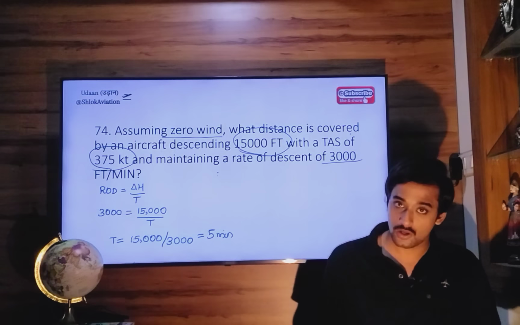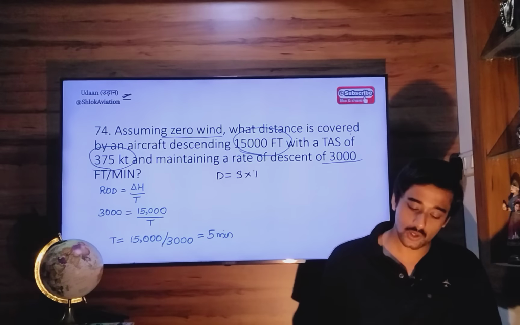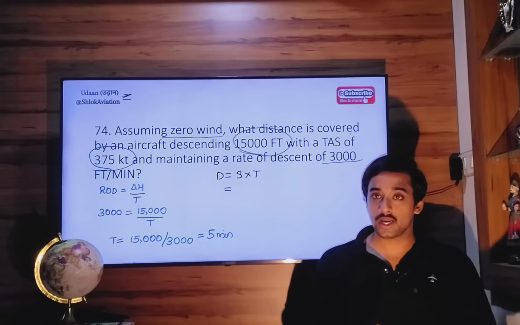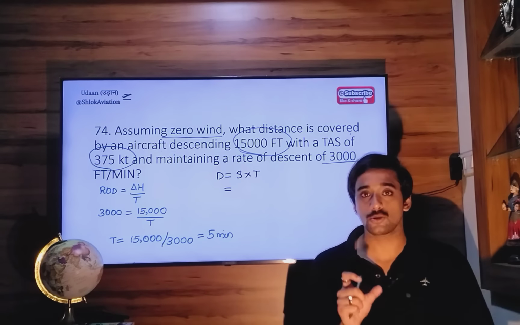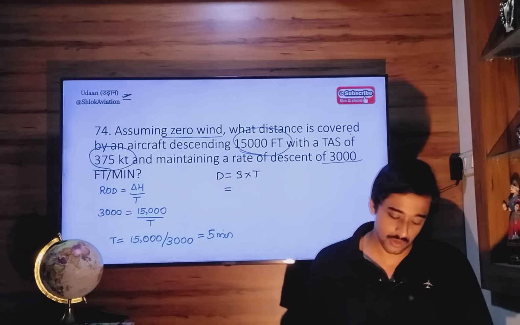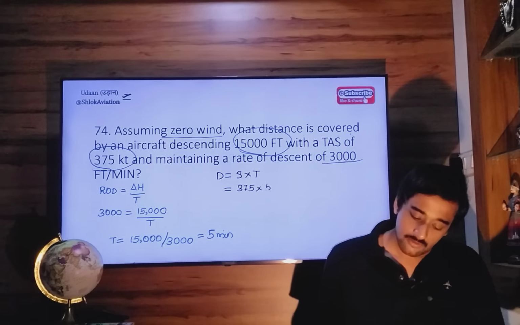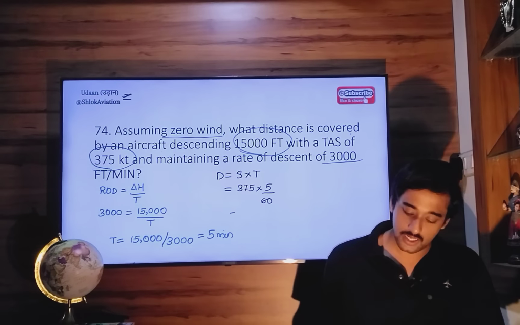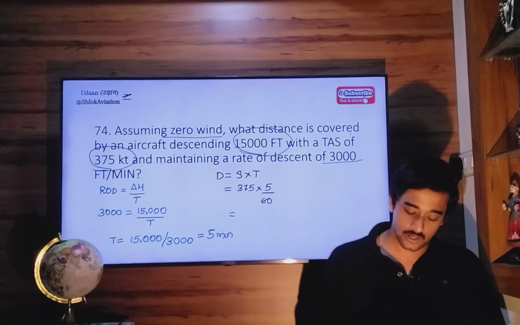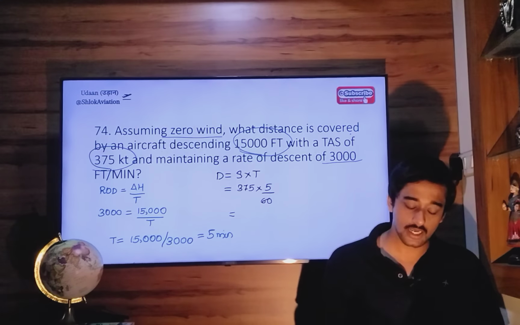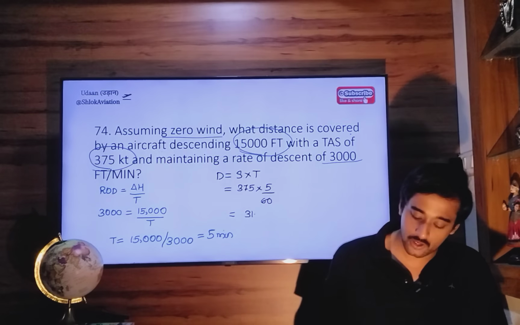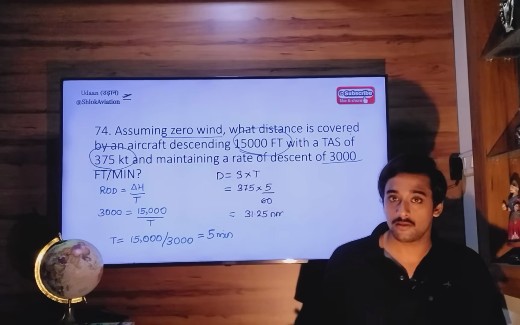Distance equals speed into time. Now since it's zero wind, calm wind conditions, the true speed of your aircraft will be equal to your ground speed. So ground speed 375, time 5 minutes divided by 60, convert that into hours. 375 into 5 divided by 60 is 31.25 nautical miles.